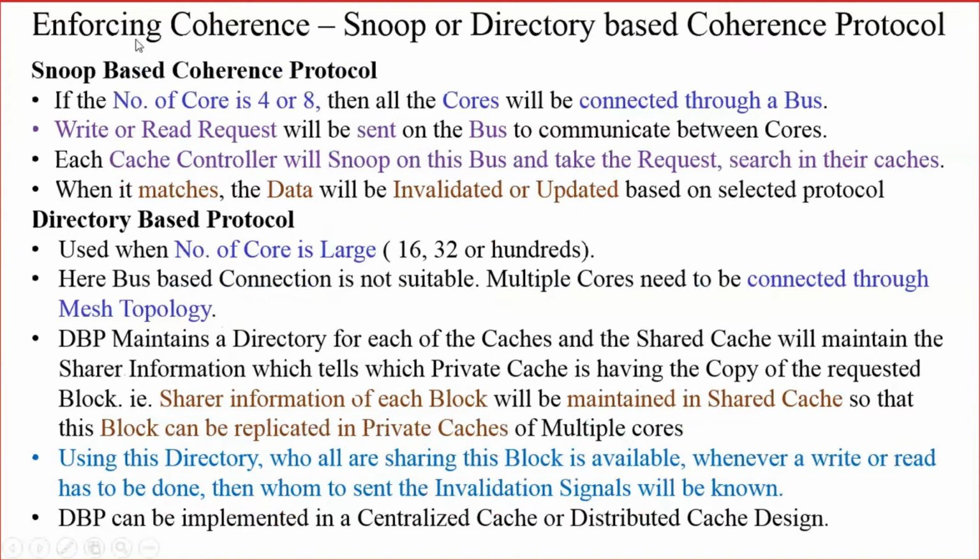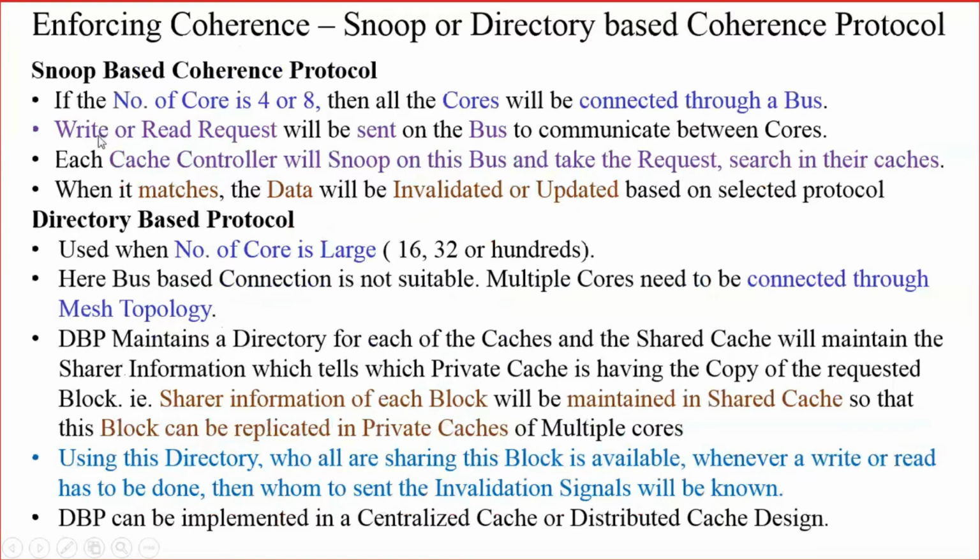But based on the number of cores, the method of reading the data and the address will be slightly different. So if the number of cores is 4 or 8, then the cores need to be connected through a bus, in the case of Snoop based coherence protocol. So Snoop based coherence protocol will be used when the number of cores is 4 or 8. When the number of cores is very limited, all the cores will be connected through the bus, as you have seen in the previous slides.